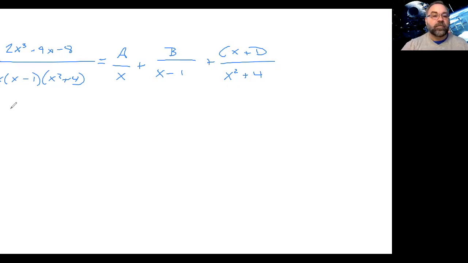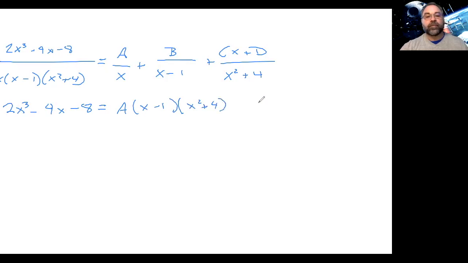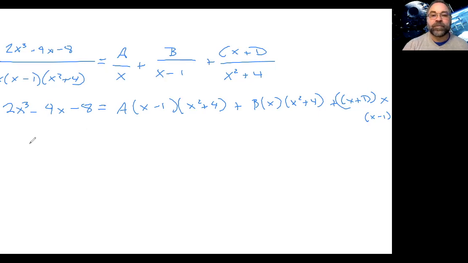Okay, multiply the denominator over, and we're going to get 2x cubed minus 4x minus 8 equals A times x minus 1 times x squared plus 4, plus B times x squared plus 4, and this is probably not going to fit too cleanly on here, plus Cx plus D, that's going to get multiplied by x and x minus 1. I'm sorry, guys, that spilled over onto the next line there. I'll try to write smaller as we go through.